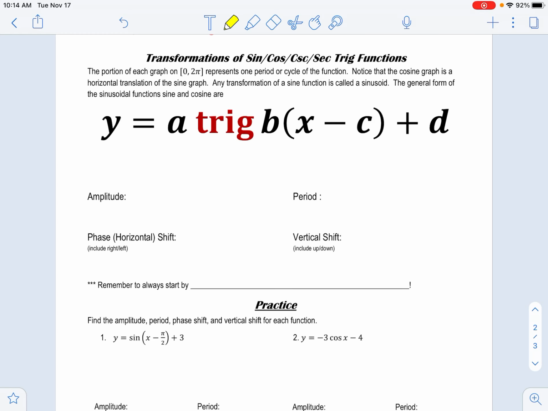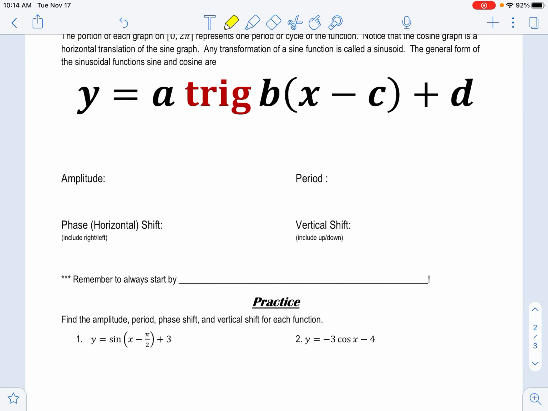The general form of a sinusoidal function for sine and cosine is y equals a times whatever trig function it is, sine or cosine, of b times the quantity of x minus c, plus d. Okay? And it's b times the quantity of x minus c. It's not the trig function times b.